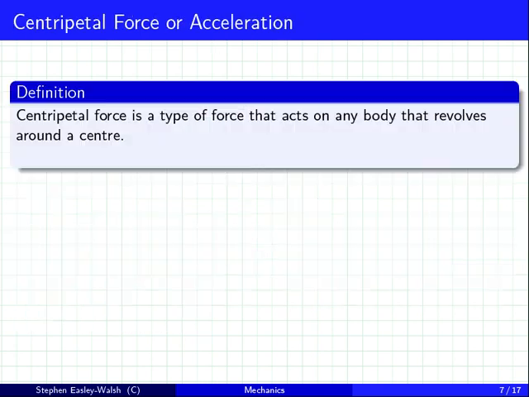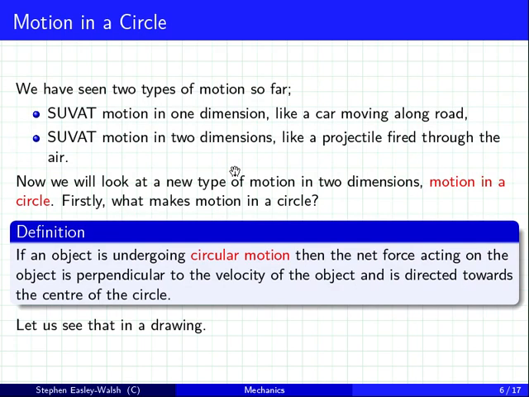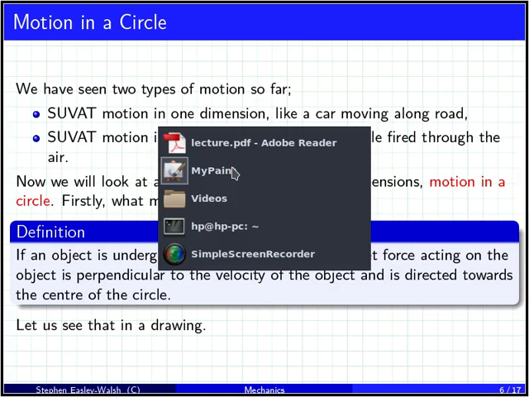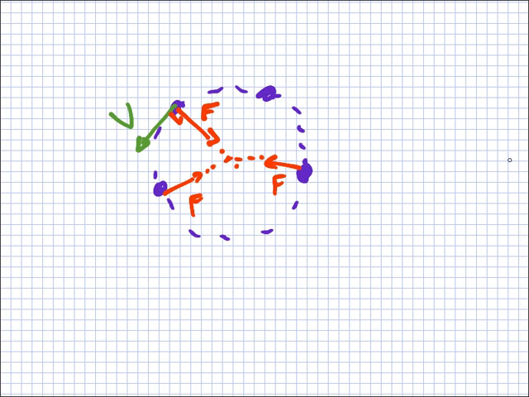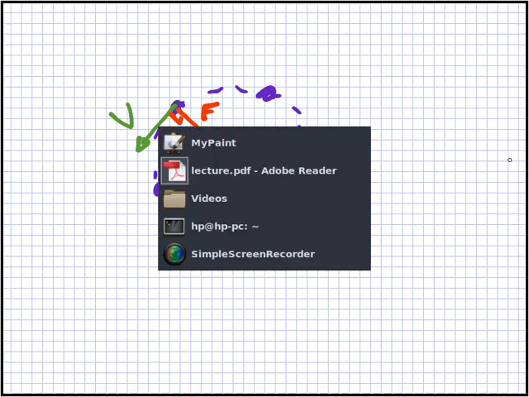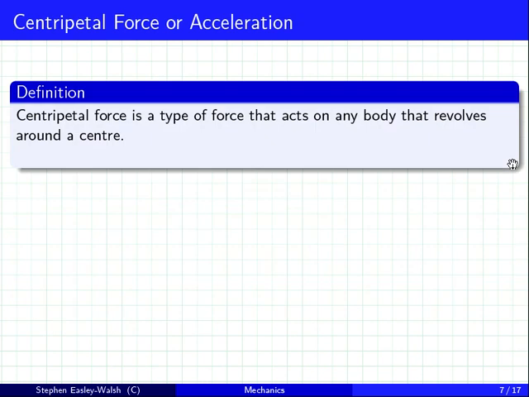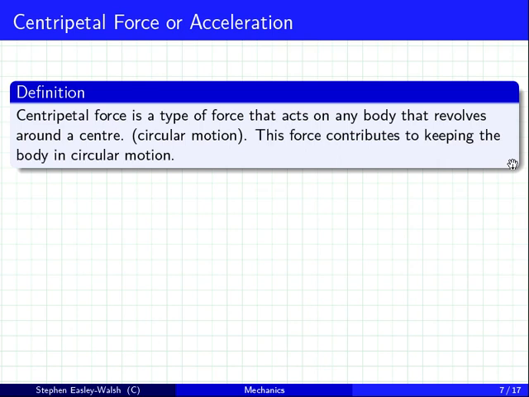So, the name, yeah? The drawing. You need the drawing? Yeah. Okay. Now, the name of this force actually has a special name. This is called the centripetal force, and it's the force that acts on any body that revolves around a center. This force contributes to keeping the body in circular motion. Now, you don't need to write that down, but you definitely need to write down the name, centripetal force.